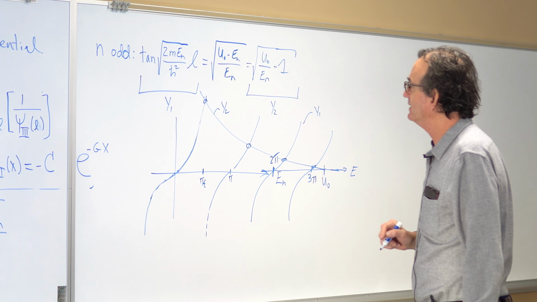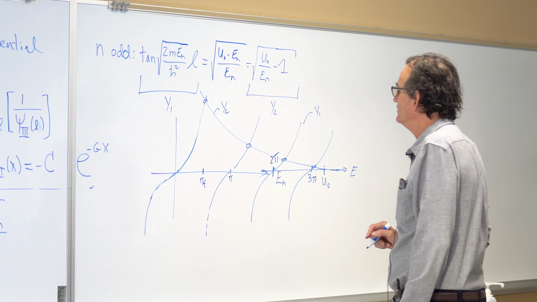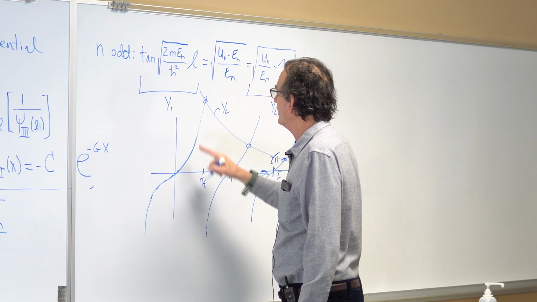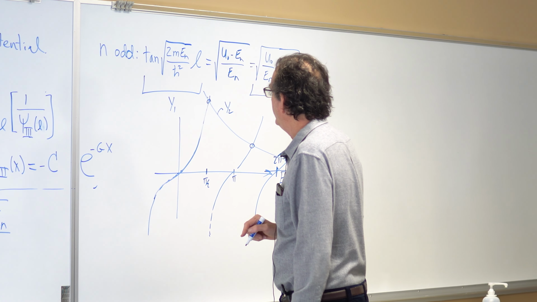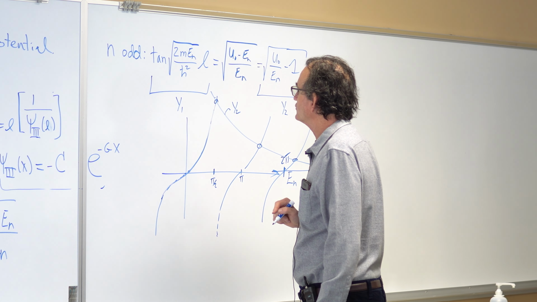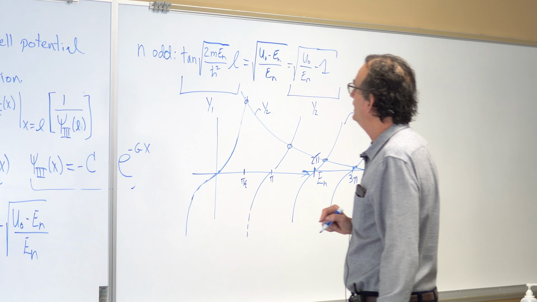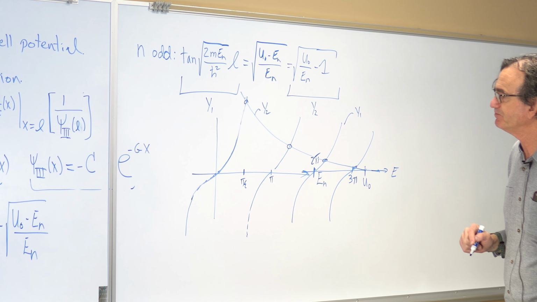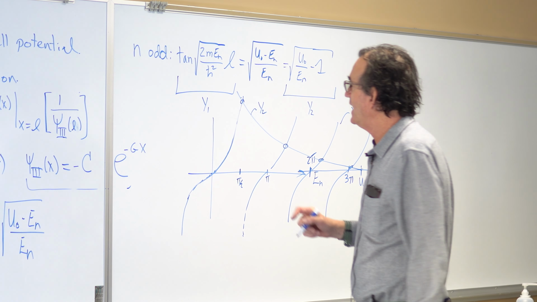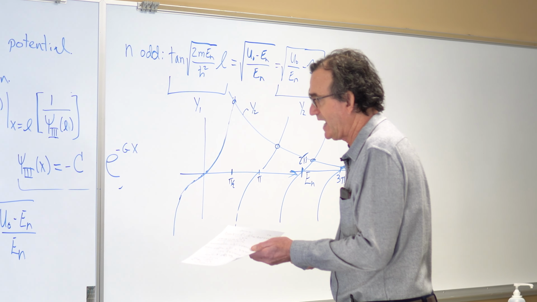I can't really explain it in much more detail, but I do have an example on Blackboard where these functions are plotted out, and you can solve for the intersections, and from that determine what the energy levels are. Okay, all right. So that is essentially what we have.